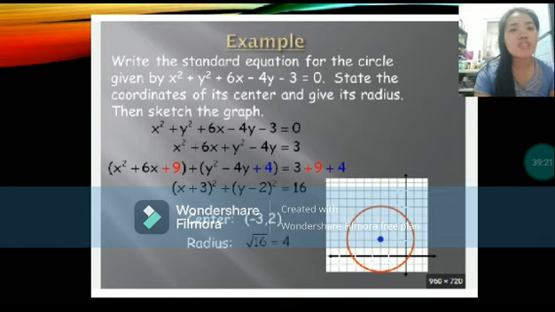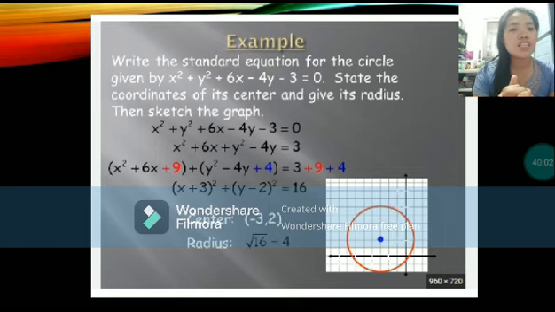x squared plus 6x plus 9, because 6 divided by 2 is 3, and 3 squared is 9. Then y squared minus 4y: negative 4 divided by 2 is negative 2, and negative 2 squared is positive 4. Then copy the equals 3. Whatever we added to the left side, we also add to the right side. So that becomes 3 plus 9 plus 4, which gives us 16. So the standard form of the equation is (x plus 3) quantity squared plus (y minus 2) quantity squared is equal to 16.